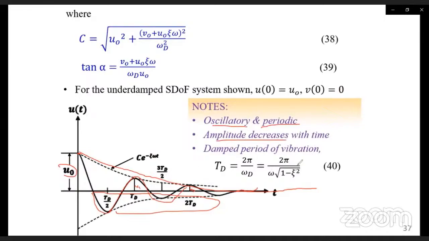And for the damped period, remember the period, which is 1 over f, is given by 2 pi over omega. So in this case, because we're talking of a damped system, the damped period will be the same equation. And we need the expression of the damped frequency, utilizing the undamped frequency and the damping ratio. So don't confuse the term damping ratio with damping coefficient. Coefficient is C, ratio is xi.